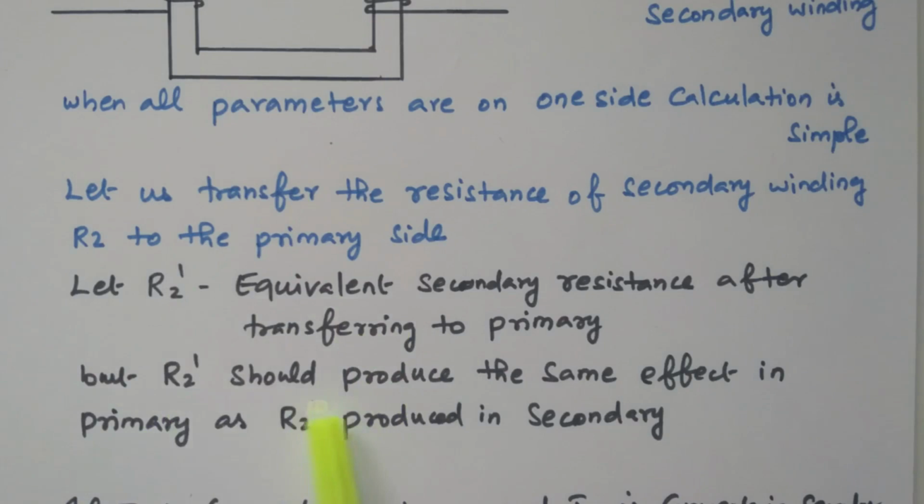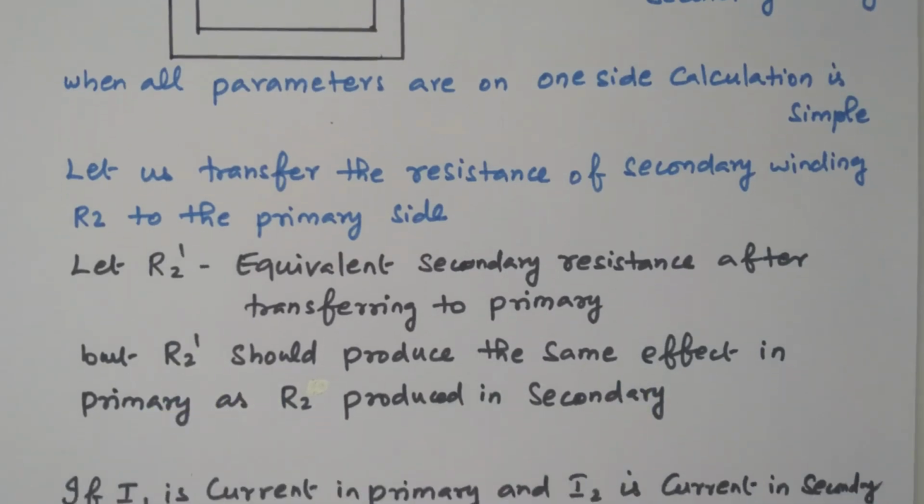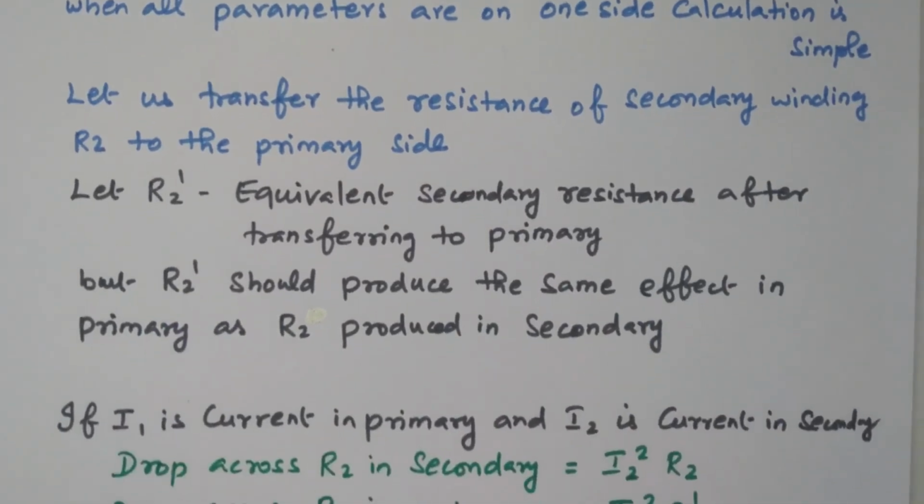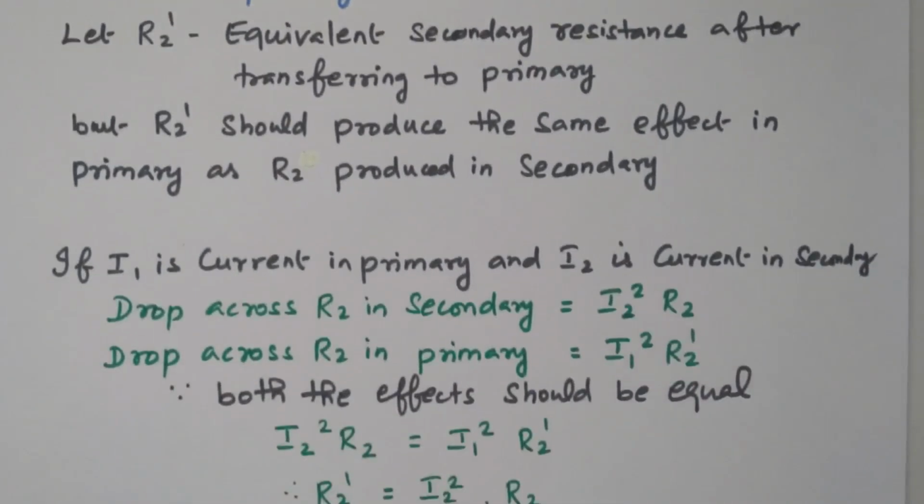But R2 dash should produce the same effect in the primary as R2 produced in the secondary. So while transferring the resistance from secondary to primary, it has the same effect. The effect should not change. What is the effect available in the secondary by R2? The same effect should be produced in the primary with R2 dash. So that is our aim. For that we need to find the equivalent resistance equation.